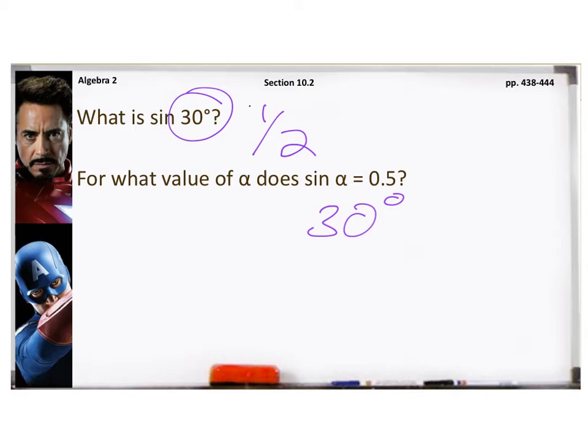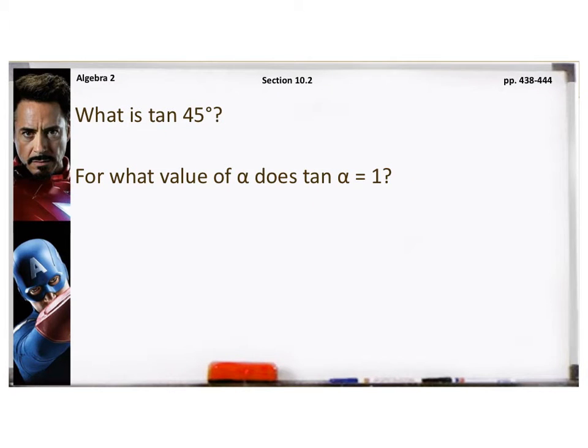All right, moving on. Did I skip too far? I did. What is tan of 45? If we put that in our calculator, we get a 1. What alpha, what angle is the tan 1? Well, we just did it, so it's 45 degrees.